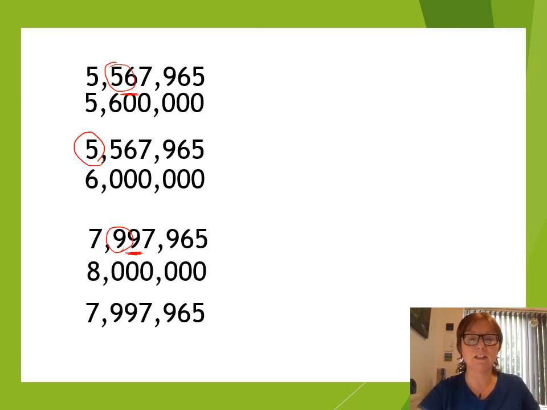And then again, rounding to the nearest million, we circle the millions, we underline the digit on the right. This is a 9, which means we round up.